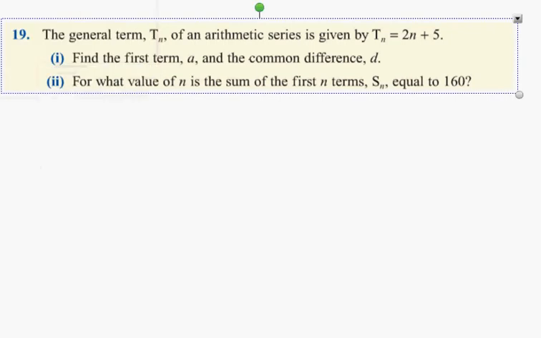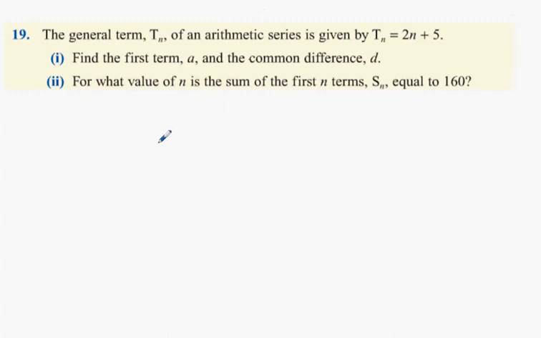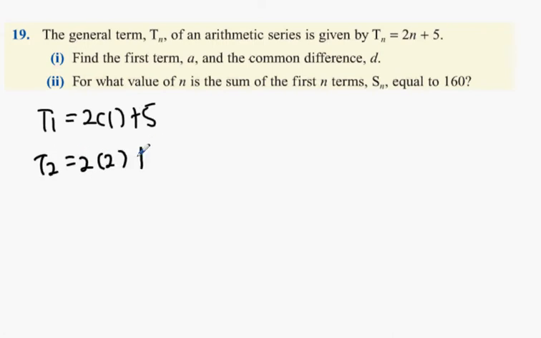We have a general term Tn of an arithmetic series given by Tn equals 2n plus 5. Find the first term a and the common difference. To do a question like this, you're going to have T1 equals 2 times 1 plus 5, T2 being 2 times 2 plus 5, and T3 being 2 times 3 plus 5. What you'll find out here is that it goes up as 7, 9 and 11.